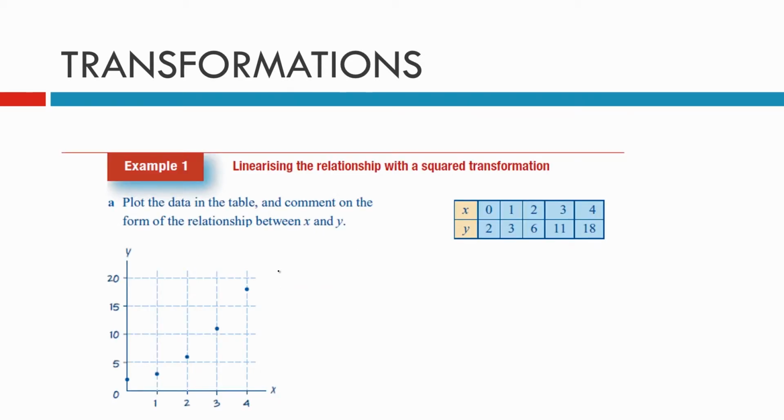Okay, so example 1: plot the data in the table and comment on the form of the relationship between x and y. So we get our calculator out, go to the lists, put the x and y values in, and do our scatter plot. You can see that this type of graph is non-linear. So we must write that the relationship between x and y is non-linear. We have to make sure that we specify that. Now we want to turn it into something linear, so just wait until we do this.